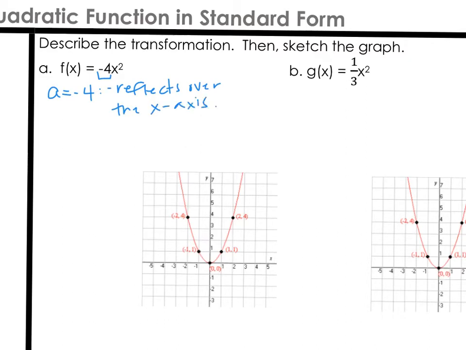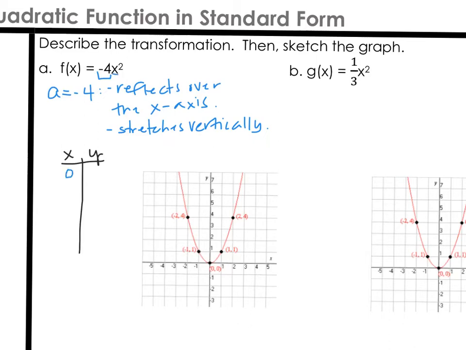And since the absolute value would be 4 and that's greater than 1, this graph is going to stretch vertically. To draw or to create the shape of the parabola from the parent function, we're just going to create a table. We'll pick x values and then plug it in to figure out our y values. If we pick numbers similar to the x values up above, I'll start with 0.